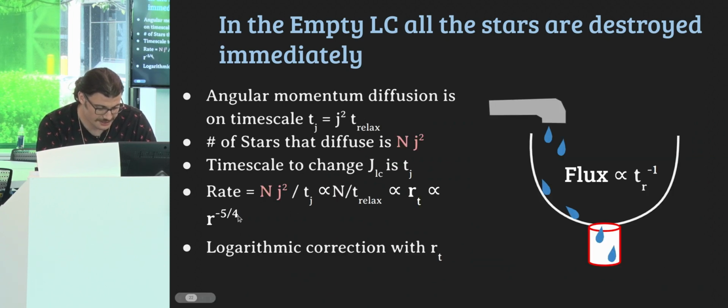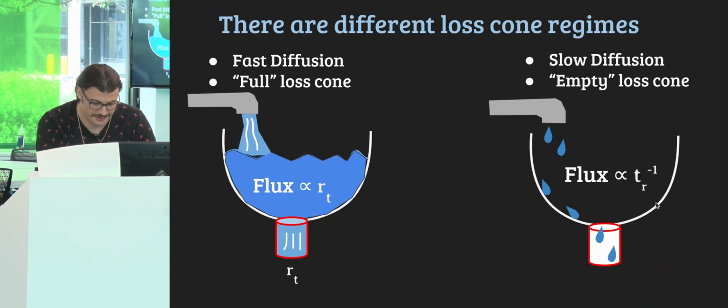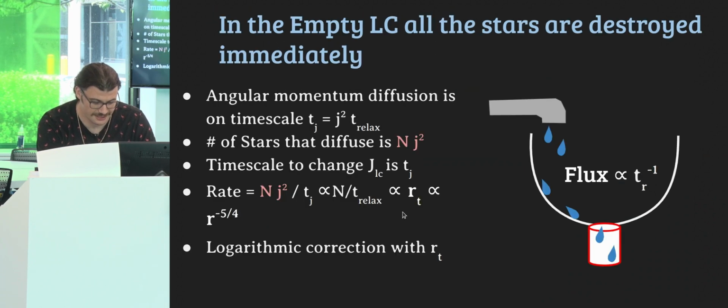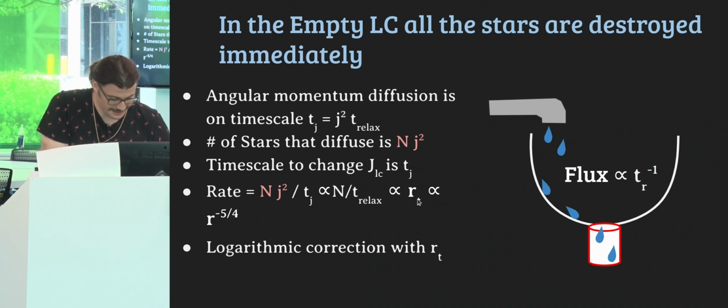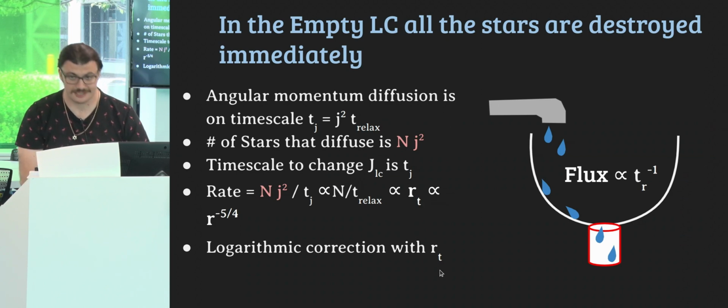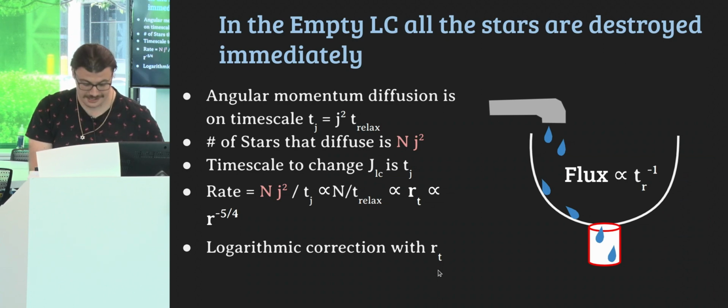I think it's wrong here. It shouldn't be this way. I think it should be the relaxation timescale. So that should be the relaxation timescale, not the tidal radius. So that's a typo, I apologize. I'll fix it later. It's only logarithmic with r_t because again of these Coulomb arguments.